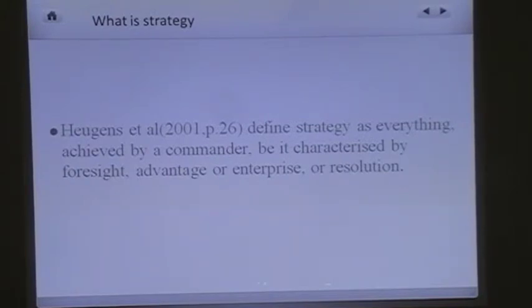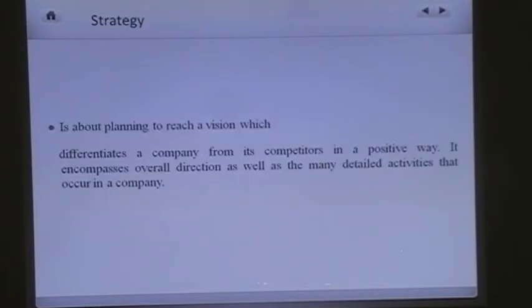Huygens defines strategy such that somebody who leads the strategy acts as a commander, and the characteristics of how he defines the strategy include foresight. That means it involves future planning, looking at the future and then planning for it. It involves creating aims and objectives which define advantage for a particular company or an organization or an enterprise, and to a certain extent it also looks at defining resolutions or coming up with solutions to a particular problem. It is also looking at planning.